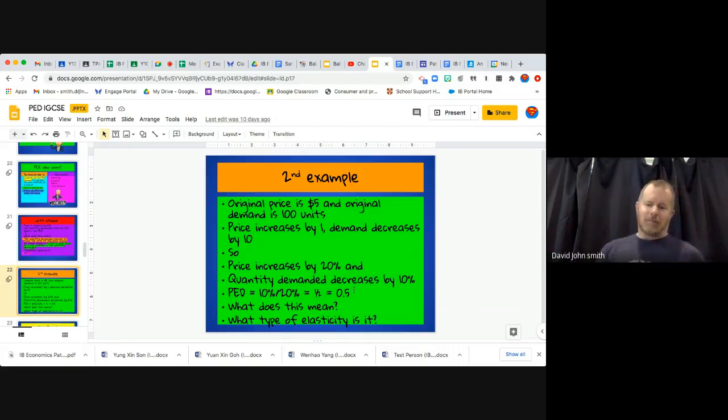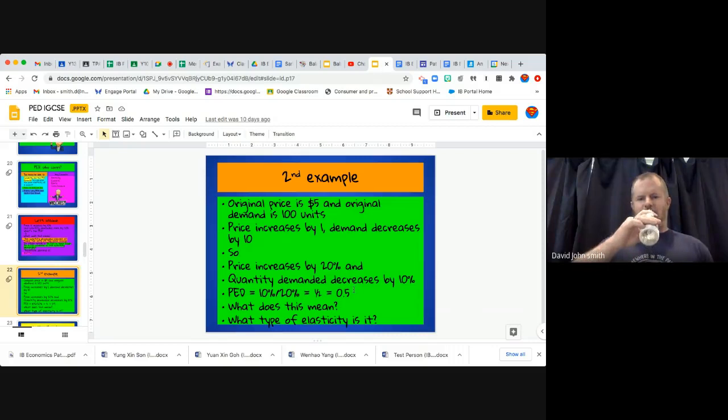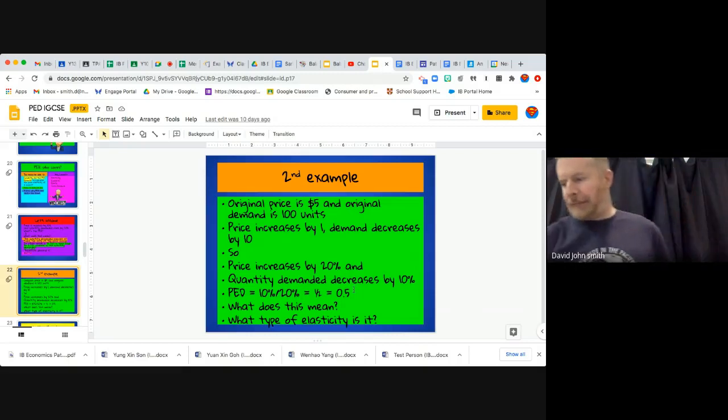So if you've got a PED coefficient of 0.5, what does that mean? What type of elasticity is it? Who can tell me? Is it perfectly inelastic? Not perfectly, but inelastic. It's inelastic. Well done. So it is less than responsive.